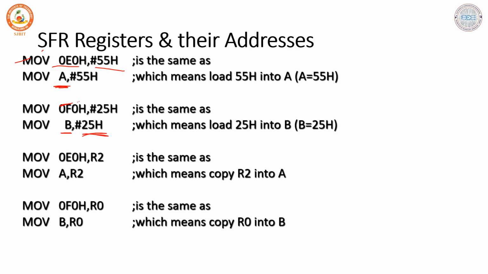And here also you can make use of instructions something like MOV A, R2. So now R2 will have some content, and that is loaded into the accumulator. Similarly, MOV B, R0, which means that we are going to copy the content of R0 to B. So we can directly make use of the address location, or you can point to it with the respective register names like A, B, R something.